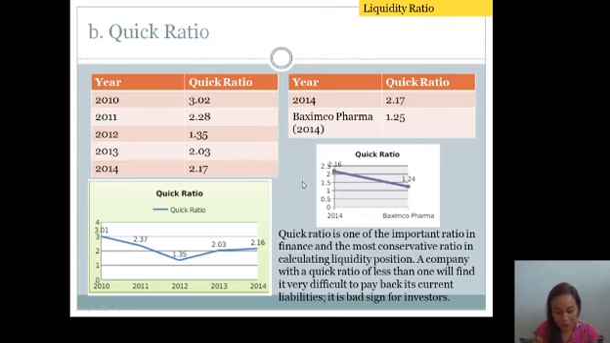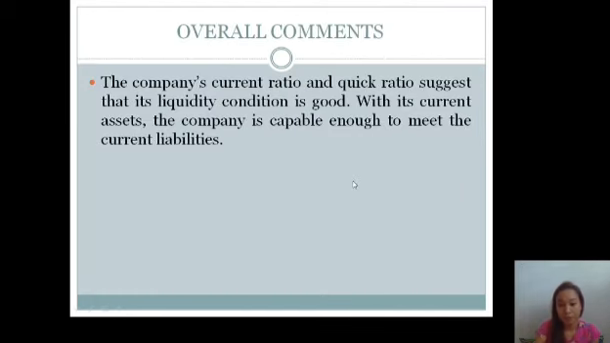Therefore, the company's liquidity position is satisfactory according to the benchmark analysis. On the other hand, compared to the quick ratio of Baximco Pharma, which is 1.25, Linde's quick ratio of 2.17 was better. So, overall comments, the company's current ratio and quick ratio suggest that its liquidity condition is good. With its current assets, the company is capable enough to meet the current liabilities.